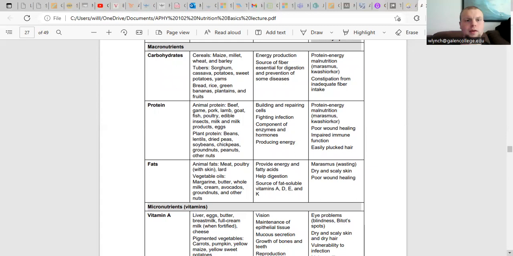So those are our three macronutrients. Carbohydrates give us 4 calories per gram. Proteins give us 4 calories per gram. Fats give us 9 calories per gram of energy.